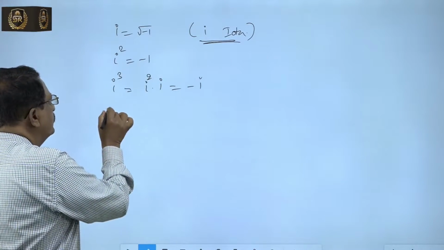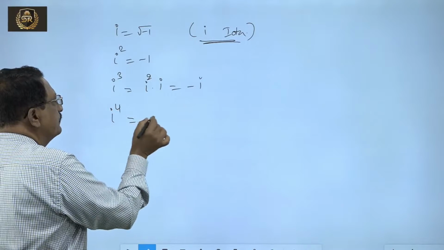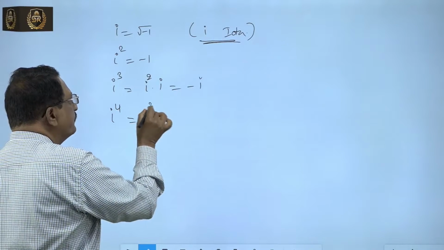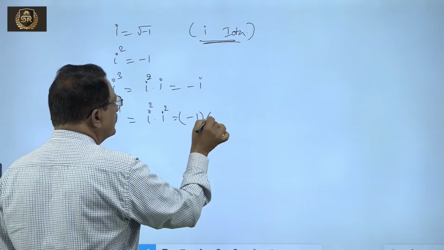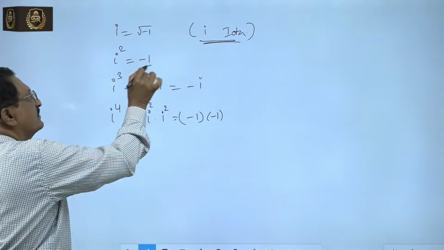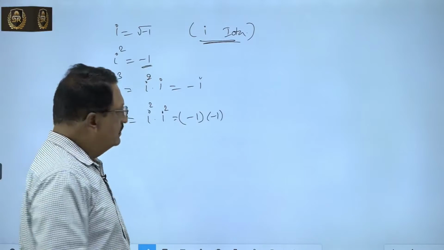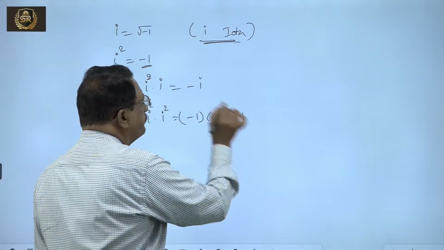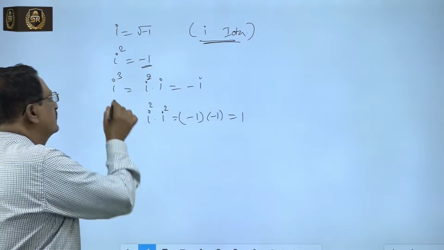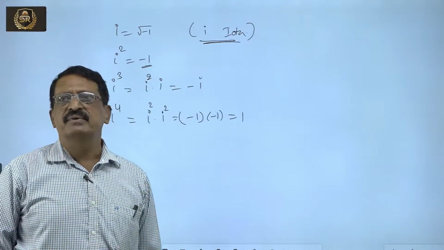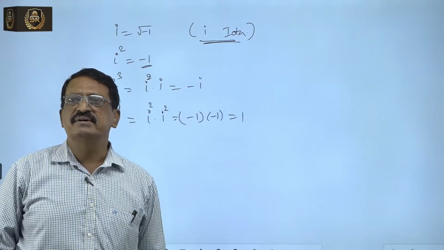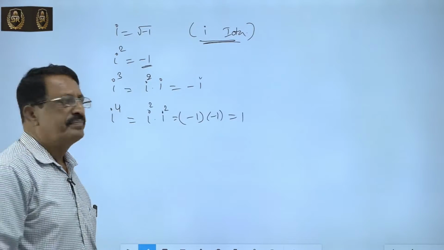Next, i to the power of 4 equals i square into i square, that equals minus 1 into minus 1, because the value of i square equals minus 1, that equals 1. Means if the exponent of i is a multiple of 4, always its value equals 1.